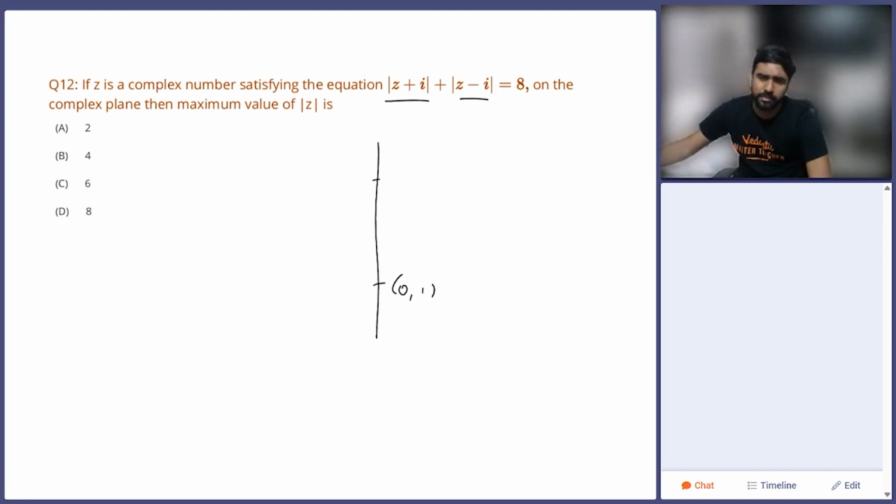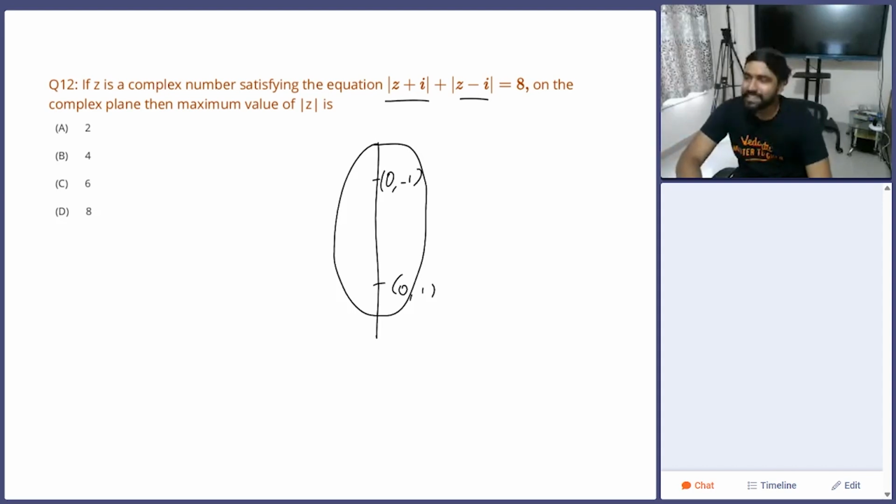0, 1 and 0, minus 1, and you are talking about all the complex numbers for which the sum of distance from these 2 points is constant. And what does that directly talk about? Can I say that that is directly talking about nothing but your ellipse over here? This is directly talking about your ellipse as it is.